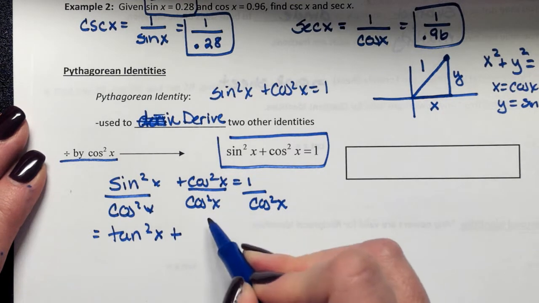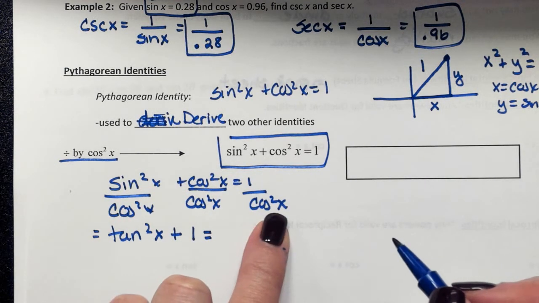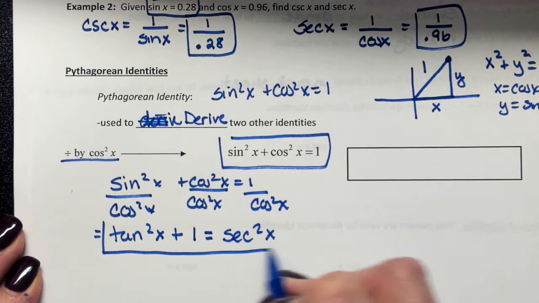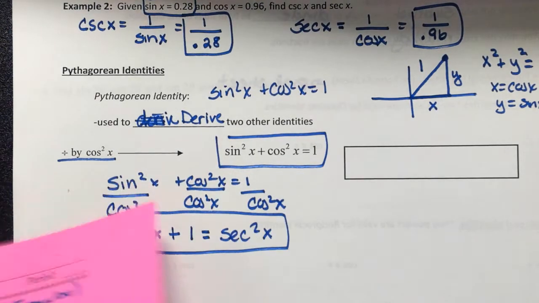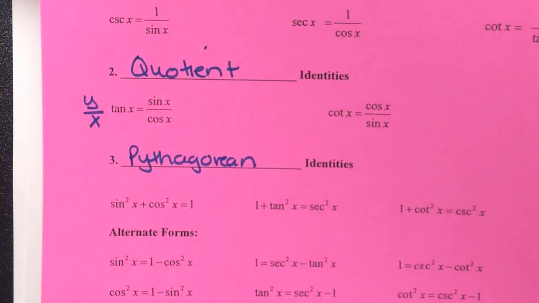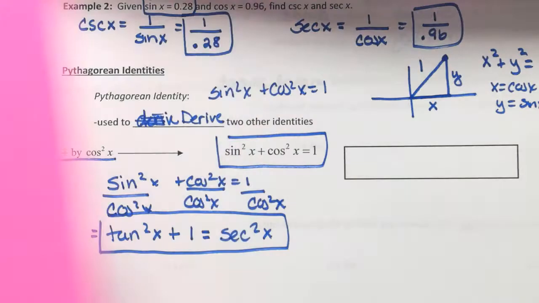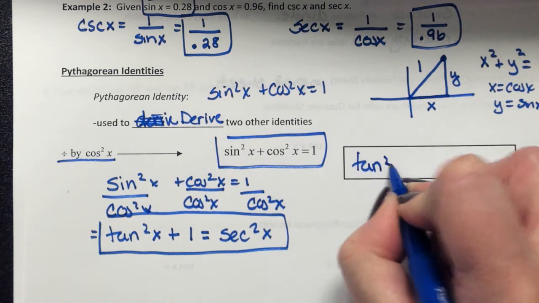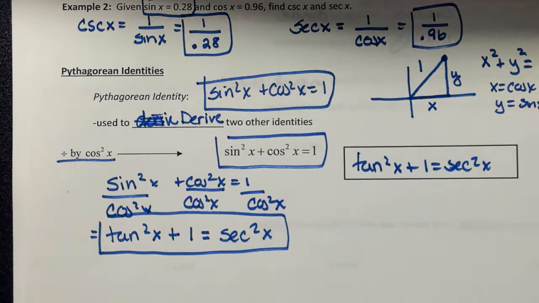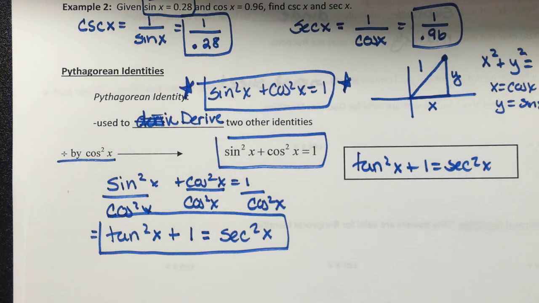Plus, what's cosine squared divided by cosine squared? 1. And 1 over cosine, from my pink sheet, was equal to what? Secant. So this is going to be my secant squared x. There's my second Pythagorean identity on my pink sheet: 1 plus tangent squared is secant squared. Like I said, if you know sine squared plus cosine squared, you can come up with the others if you ever forget them. So the second one is tangent squared x plus 1 equals secant squared x. This is the big one you want to remember. If you can remember this one, then you can come up with the others.